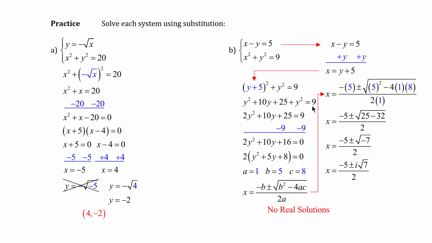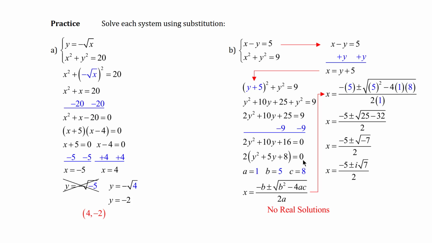Next, we simplify by combining like terms. We just add together the two y squareds to get 2y squared and then bring down all the other terms. We get 2y squared plus 10y plus 25 equals 9. Next, we set the equation equal to 0 by subtracting 9 from both sides. The result is 2y squared plus 10y plus 16 equals 0. Next, we factor out a common factor of 2 from all the terms. We get 2 times (y squared plus 5y plus 8) equals 0.